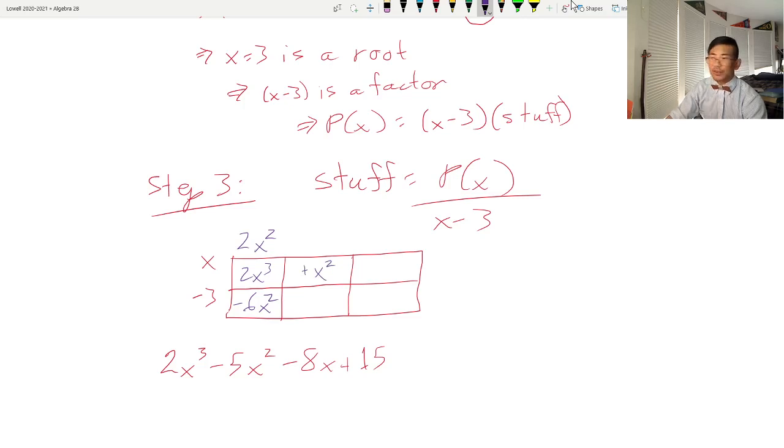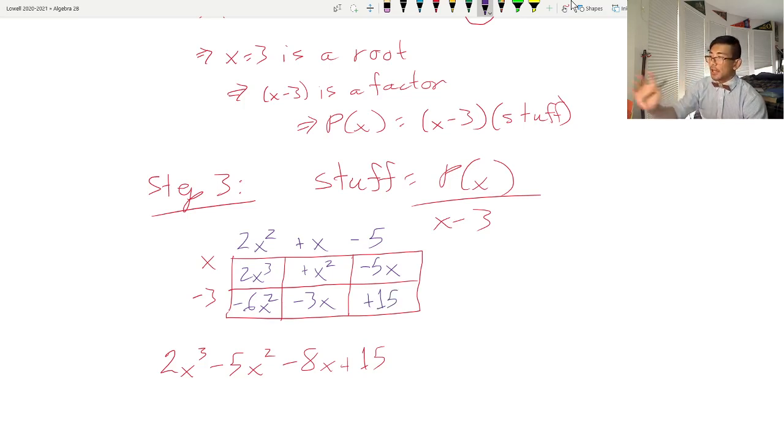How do I get to x squared from x? Well, I multiply by x. Negative 3 times x will get us a negative 3x. I will have negative 3 and I want to get to negative 8. So I need to take away 5 more. I get to negative 5x by doing x times negative 5, and negative 3 times negative 5 will get us to that last 15, which is necessary.